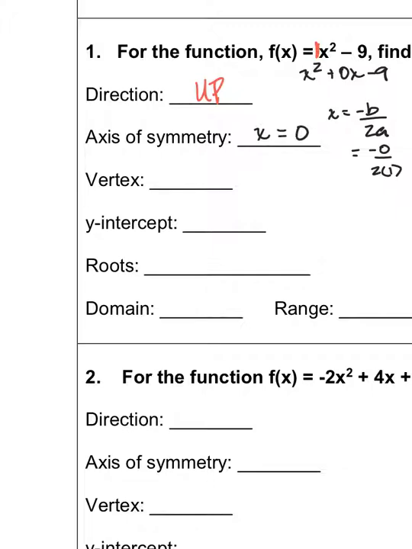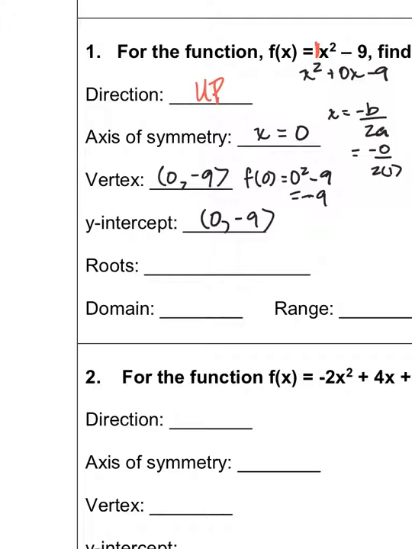Now, if I want to find the vertex, well, we know it's just (0, c), so the vertex is (0, -9), but I'm going to show you if you do f of 0, 0 squared minus 9 is still just negative 9. Okay? My y-intercept in this case for this graph, it turns out, is also (0, -9).